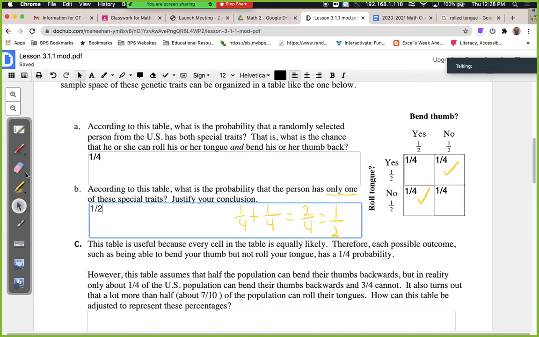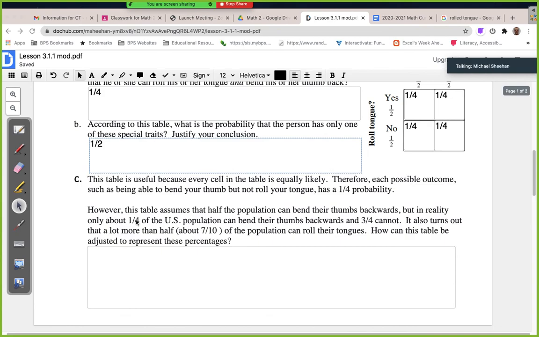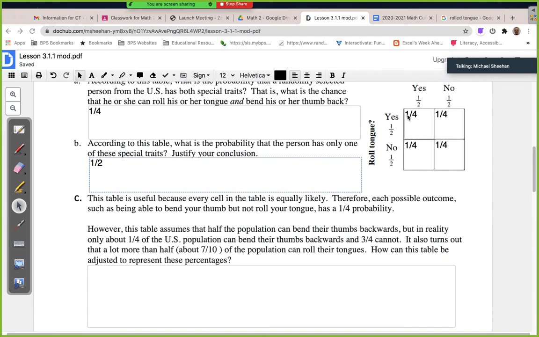Okay. All right, now let's move it down. This table is useful because every cell in the table is equally likely, right? 1/4, 1/4, 1/4, 1/4. So each possible outcome, such as you can bend your thumb but not roll your tongue, has a 1/4 probability.